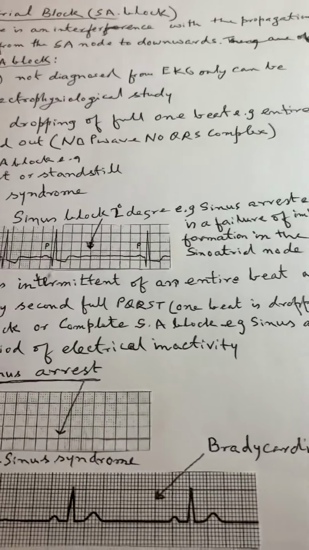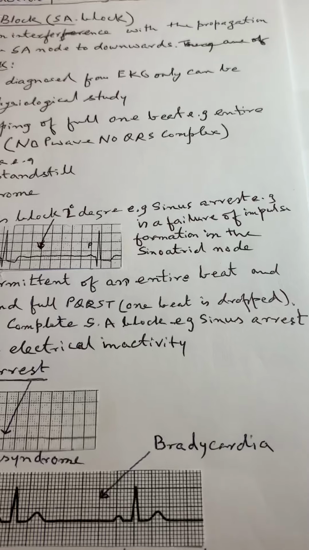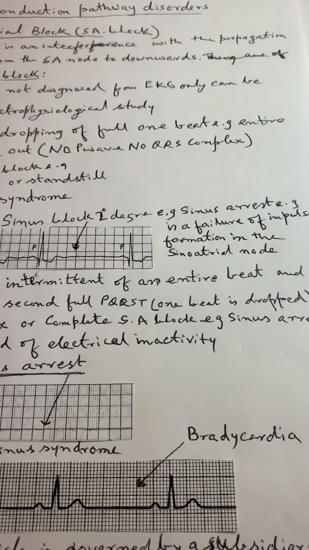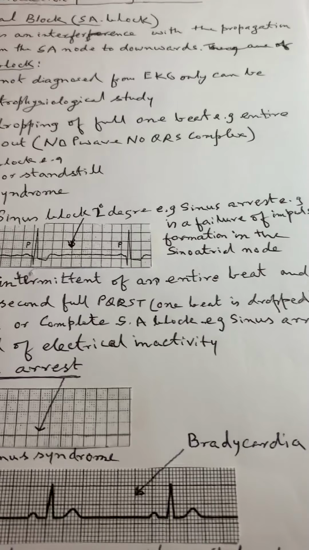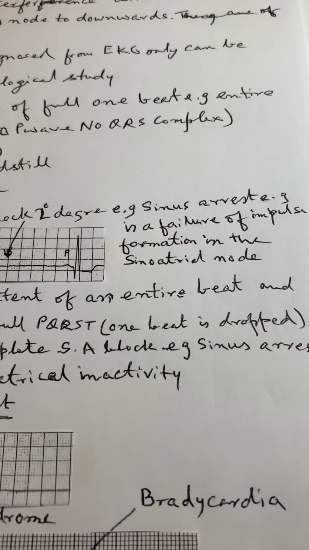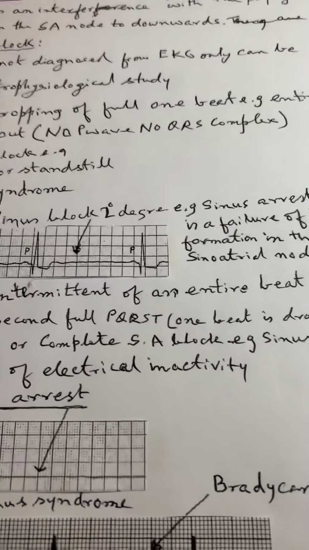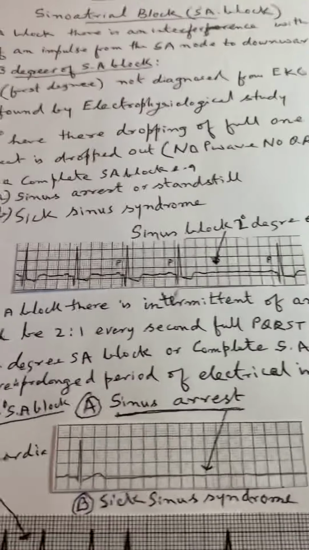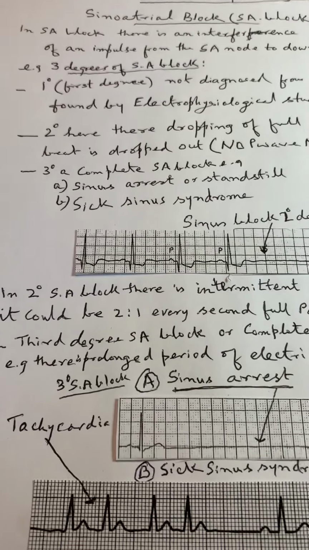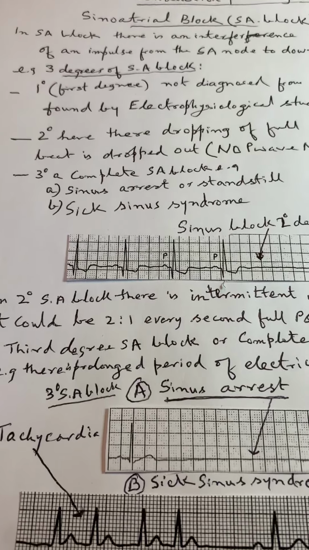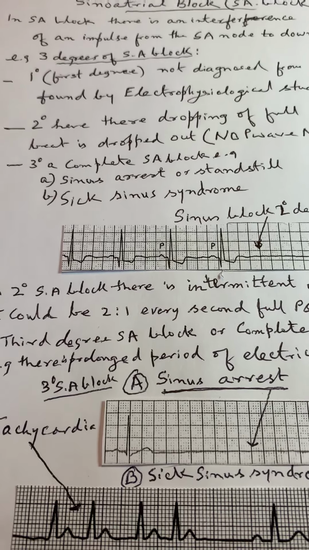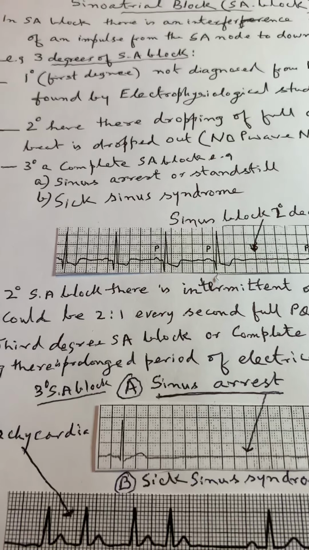So this is the second degree heart block, and sometimes second degree block is due to failure of impulse formation in the SA node. So this is our second degree SA block. Then there is a complete SA block, that is third degree.